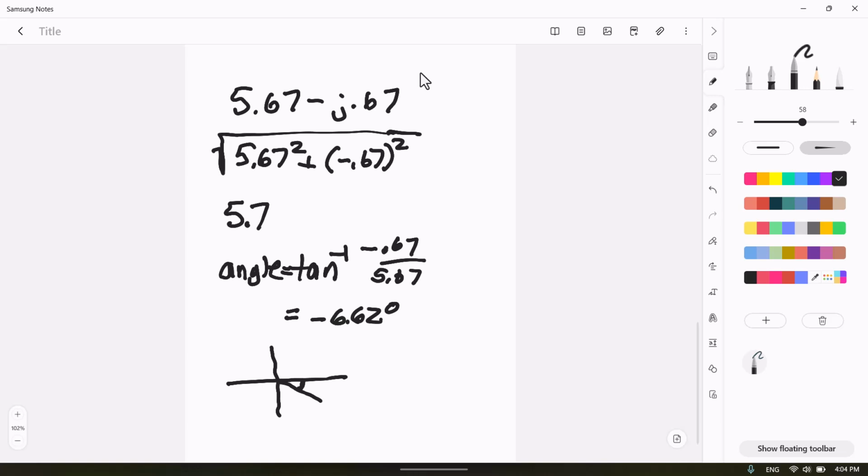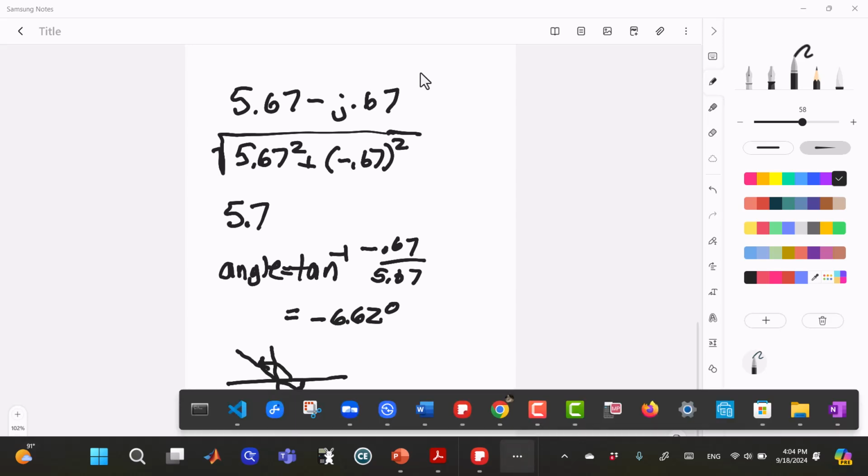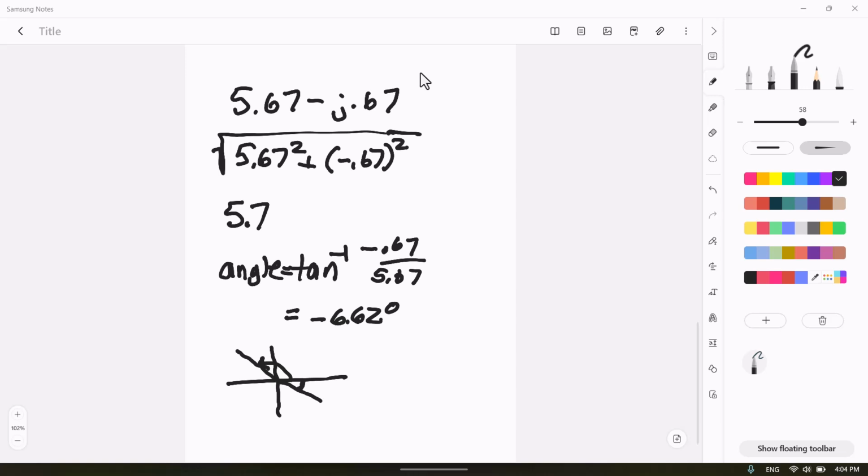It also could have been this angle here in the second quadrant, in which case you'd have to add 180 to it. And so you just have to pay attention to where your imaginary number actually was. But you won't have to do that because, so this was 5.7 angle negative 6.62.